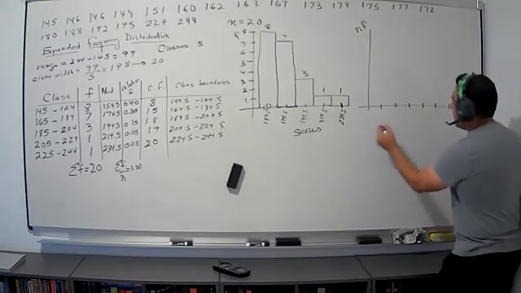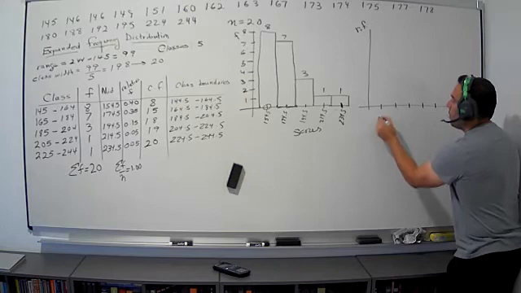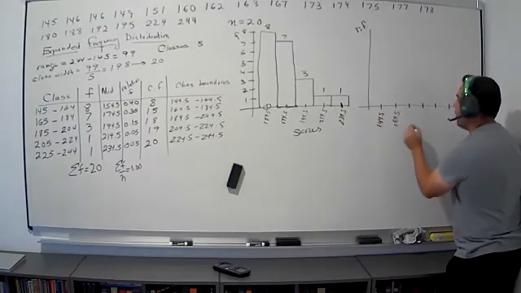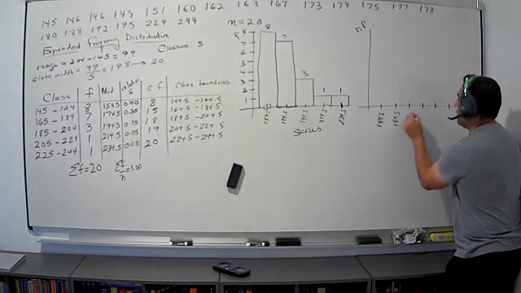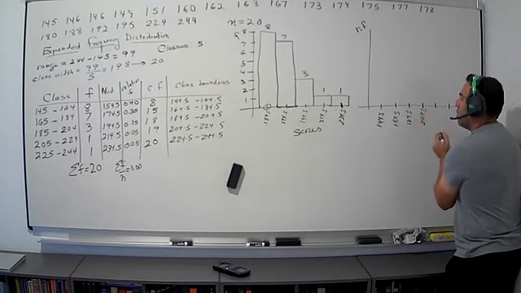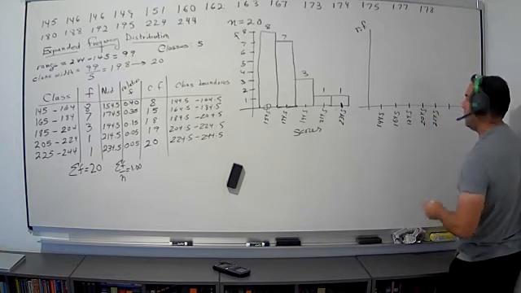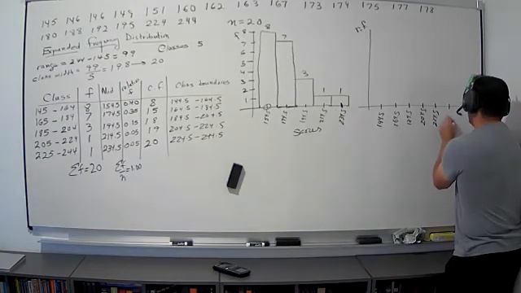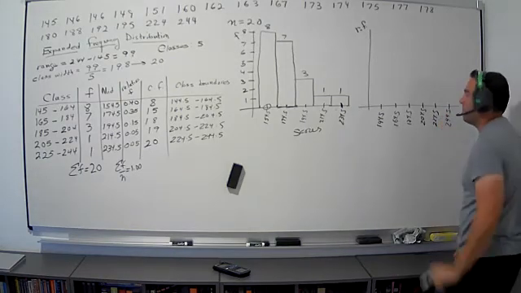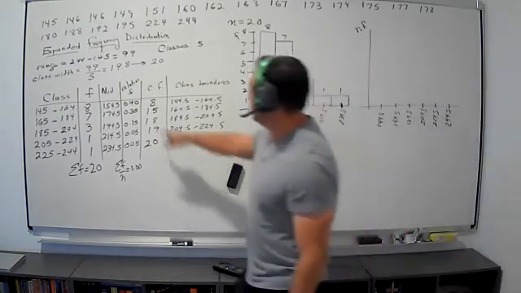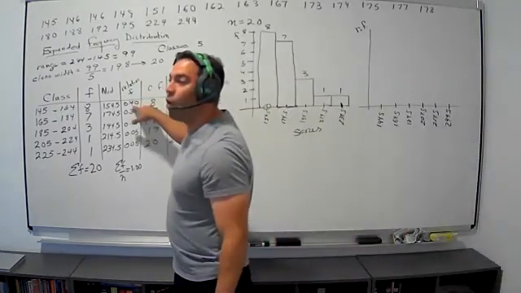So I go ahead and write my boundaries here. 144.5 to 164.5, 164.5 to 184.5, 184.5 to 204.5, 204.5 to 224.5, and the last one's 244.5. And so the highest relative frequency goes up to 0.4, 0.40.